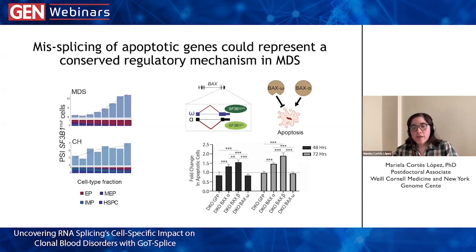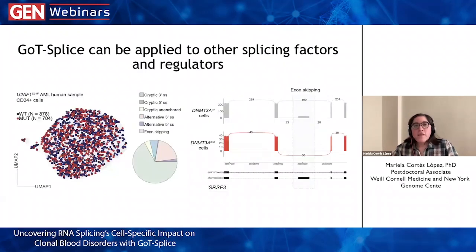And moreover, with the help of some of our collaborators, we were able to indeed assess that BAX omega has an anti-apoptotic role, which could explain why we see an accumulation of erythroprogenitor cells, but they don't go into massive apoptosis. And GoT-Splice is not limited to only studying splicing factors like SF3B1, but we can also look at different splicing factors and even other regulators.